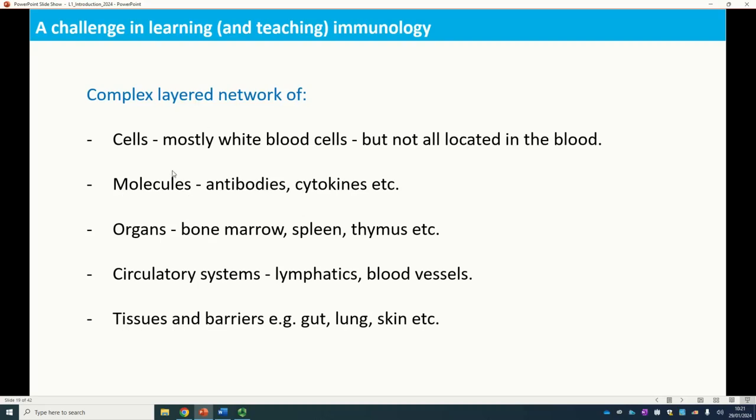We also have a variety of different molecules that play key roles. So we have antibodies, cytokines, and signaling molecules. We also have involvement of a variety of different organs. So you'll have your bone marrow, where the cells develop. We have the spleen and the thymus as well. And then we also have circulatory systems, such as the blood and the lymphatics, throughout which the cells move around our bodies. And then we have a variety of tissues and barriers. So these would be the skin, the gut, the mucosa, and various other associated barriers and tissues.